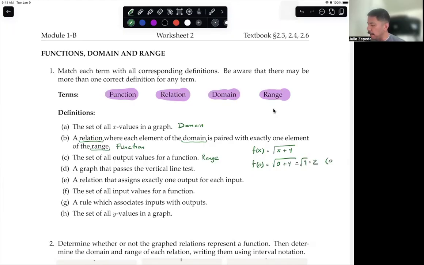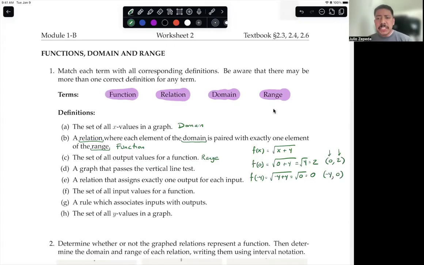And so we have the ordered pair 0, comma 2. This gives us an element of the domain, 0, and an element of the range, 2. We can try to plug in another value. Let's say f of negative 4. The square root of negative 4 plus 4 is equal to the square root of 0, and the square root of 0 is 0. So we have another ordered pair, negative 4, comma 0.